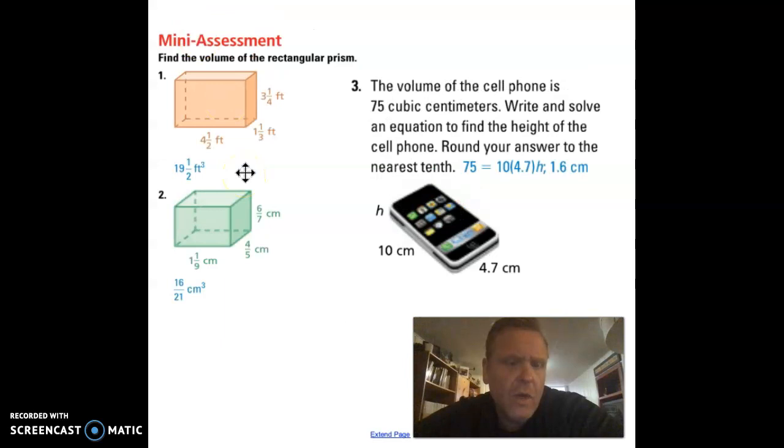Okay, so you should have multiplied these 3 dimensions out and gotten 19.5 feet cubed. And then multiplying these 3 dimensions out, we get 16.21 centimeters cubed. And then the volume of the cell phone is 75 cubic centimeters. Write the volume and solve the equation to find the height of the cell phone. So the height then is what we're again missing, and we know the volume and we know the length and the width. So we want to find that height. We set that all equal to each other, and we are left with 1.6 centimeters.